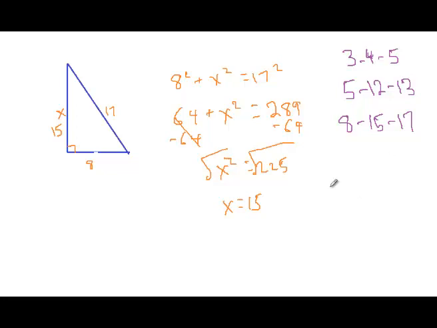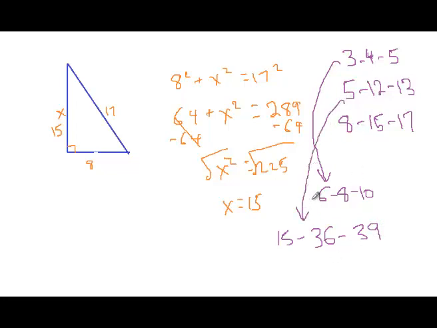And it can also be multiples of these. For example, it could also be 6, 8, and 10, because that's really a 3, 4, 5 triangle that's just doubled. It could be 15, 36, and 39, because that's simply a 5, 12, 13 that is tripled. In other words, any multiple of these sides works.